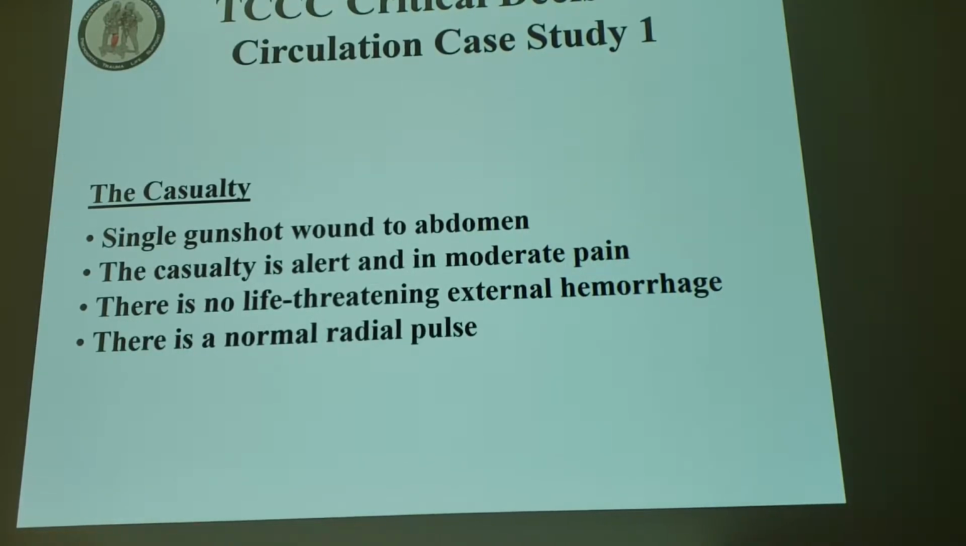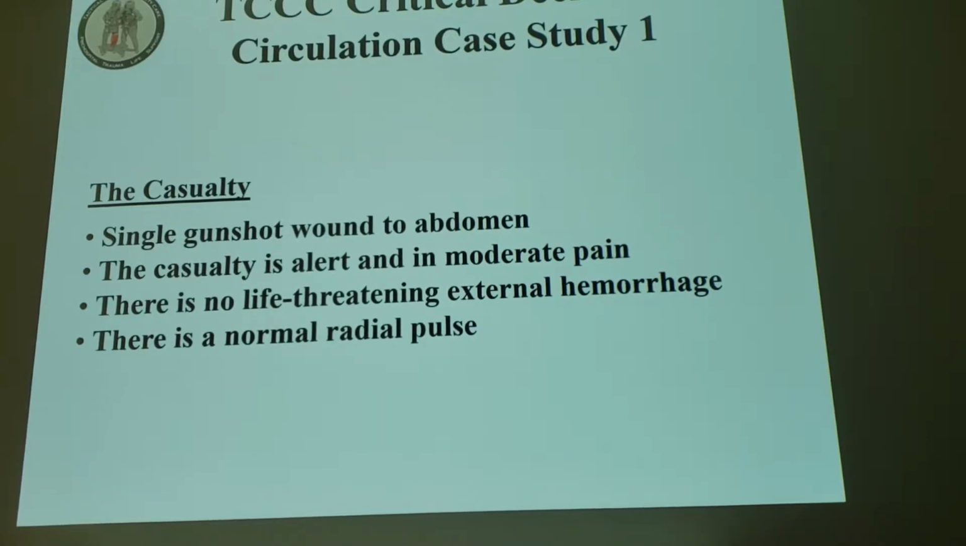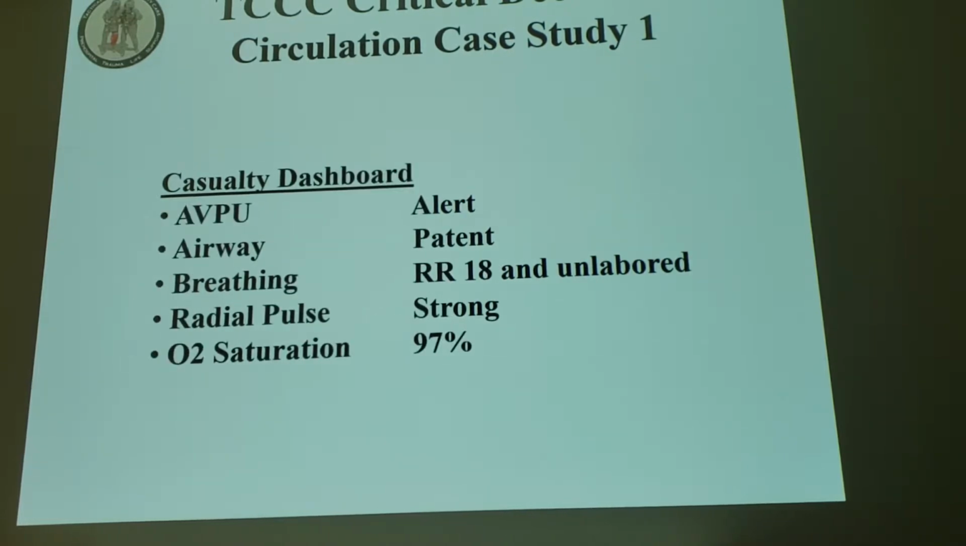The casualty: single gunshot wound to the abdomen. The casualty is alert and in moderate pain. There's no life-threatening external hemorrhage. There's a normal radial pulse, okay? We should all be thinking about a gunshot wound to the stomach. This could go many places.